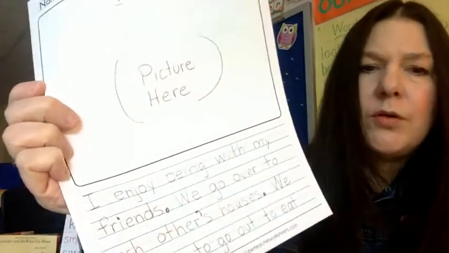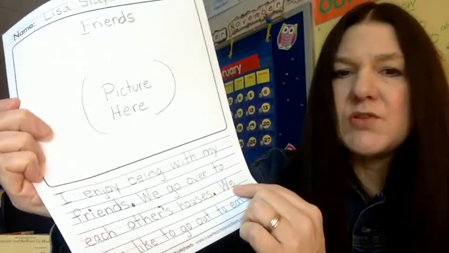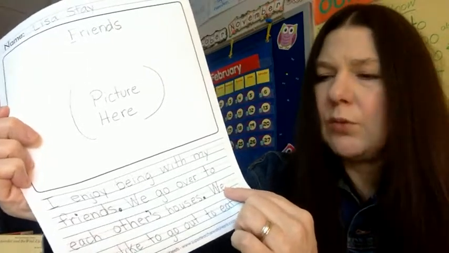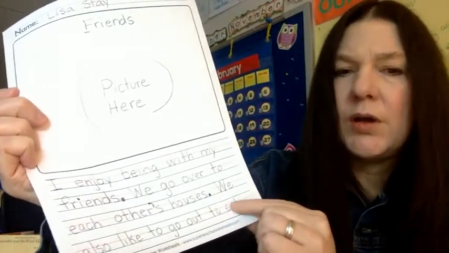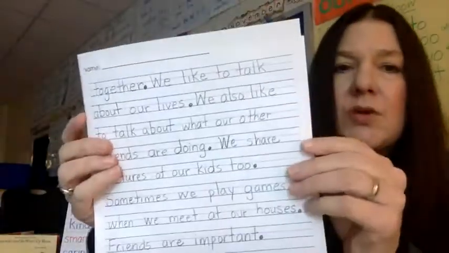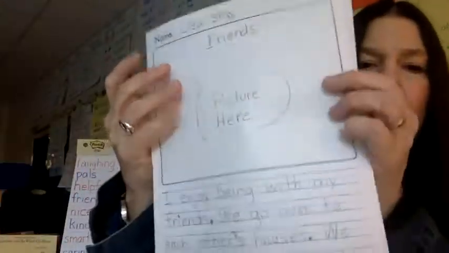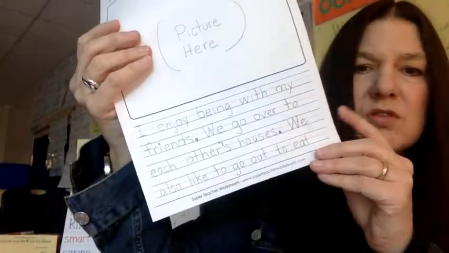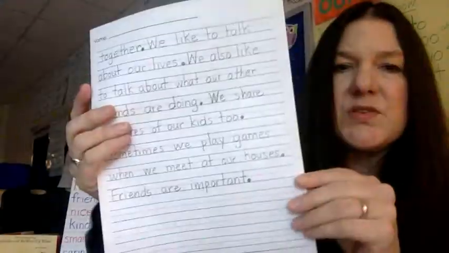We go over to each other's houses. All right, do you see that? Then I start. I have room for the word we, so I'm going to write it. We also like to go out to eat, and I didn't finish, so I'm going to finish on the next page. Together. So when you get to the end of one page and your sentence is not done, you're not going to squish it down at the bottom. You're going to go to your second piece of paper.